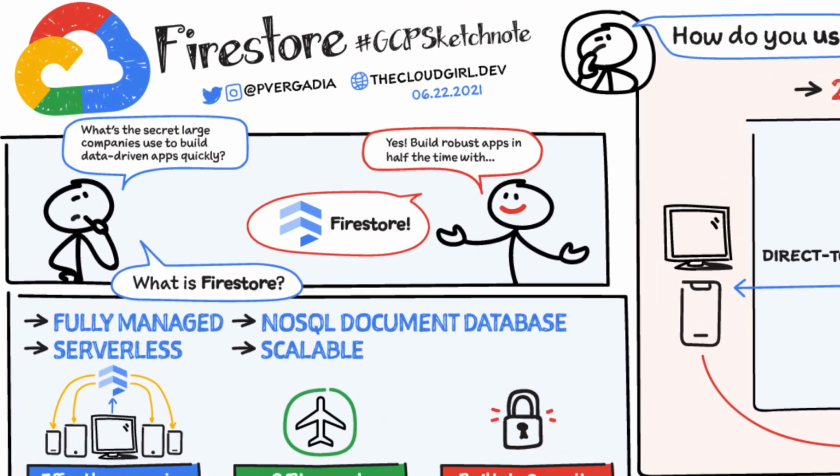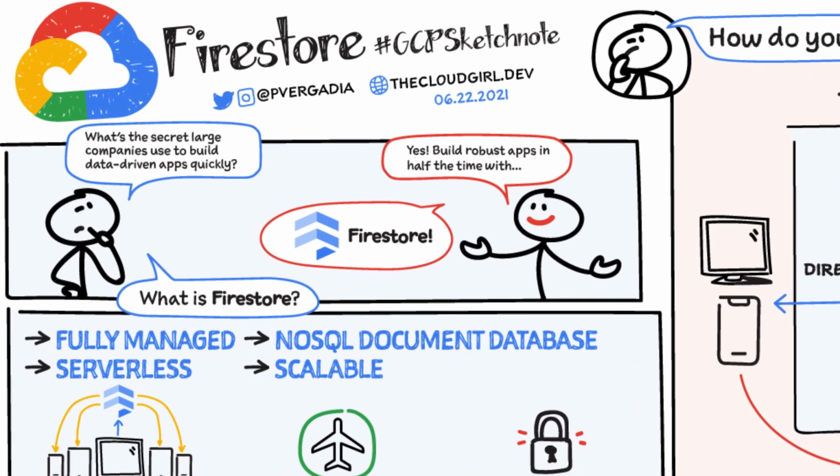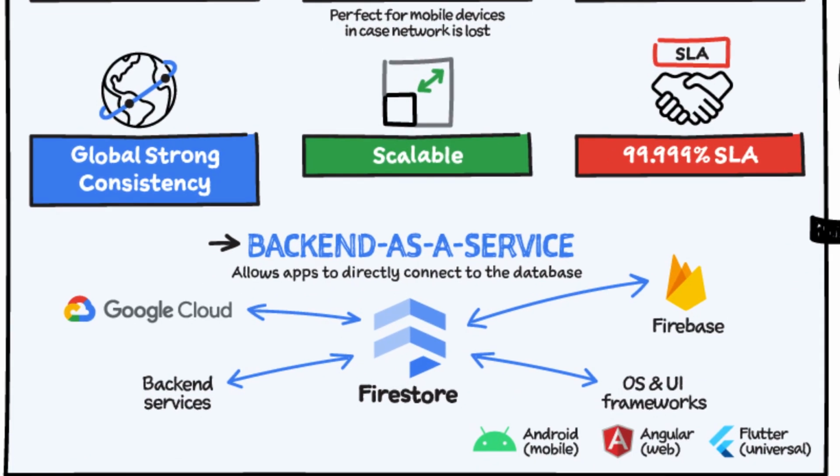Firestore is a serverless NoSQL document database that makes it fast to create applications. You can directly connect to it, making it a backend-as-a-service as well. It acts as a glue that intelligently brings together the complete Google Cloud backend ecosystem, in-app services from Firebase, and the core UI frameworks and OSs from Google.